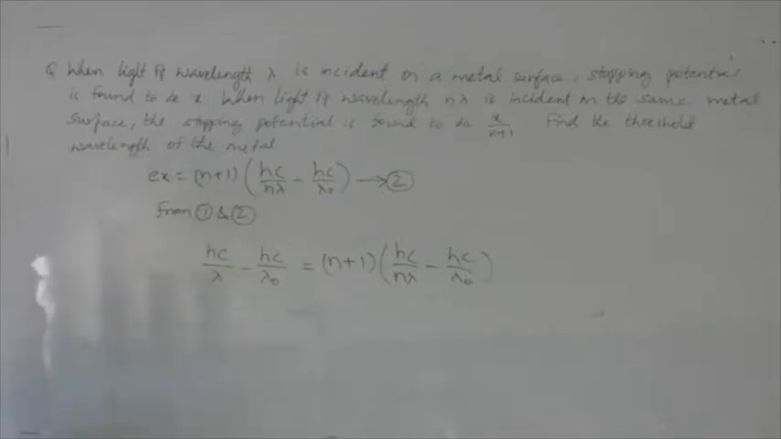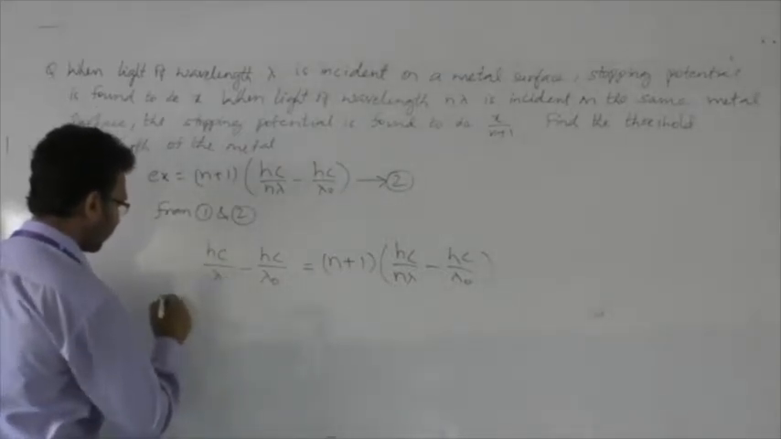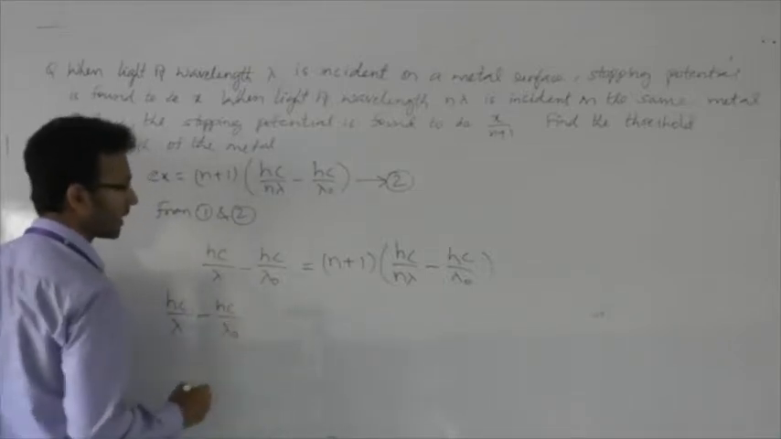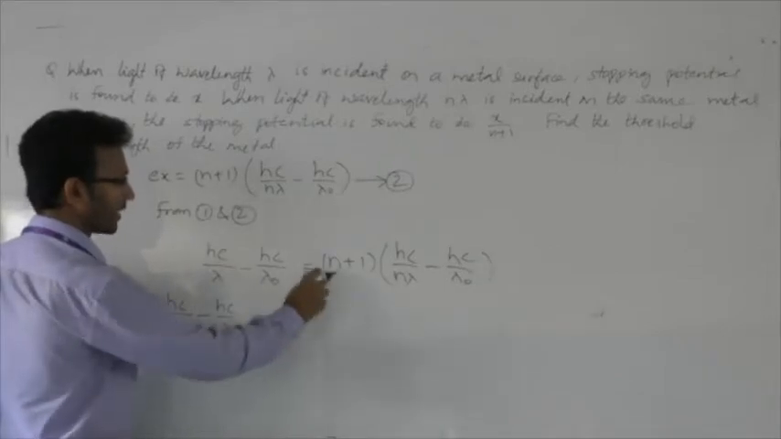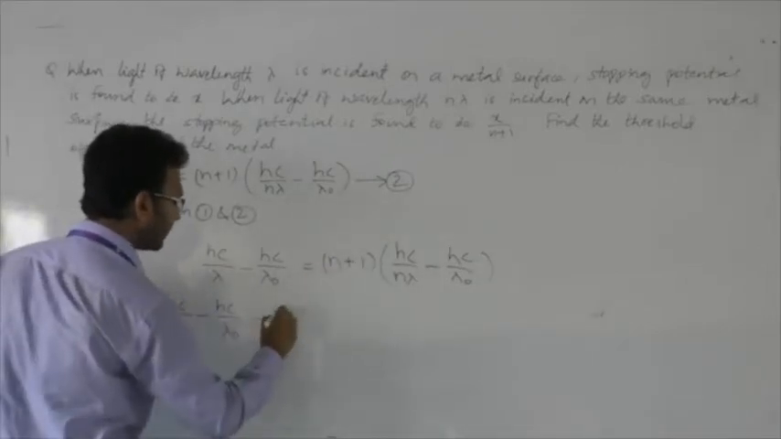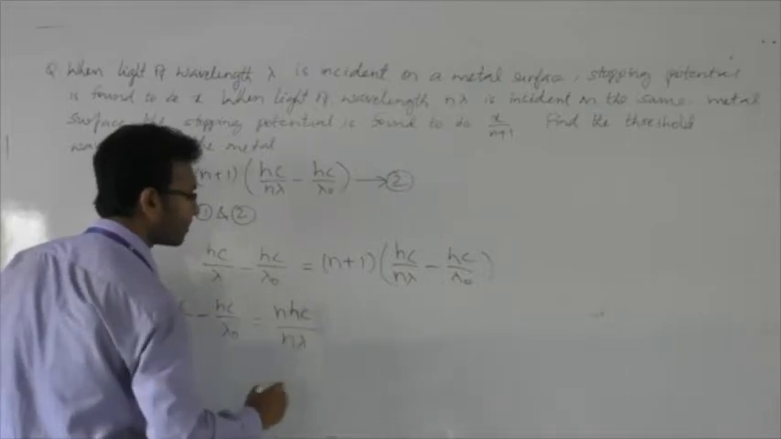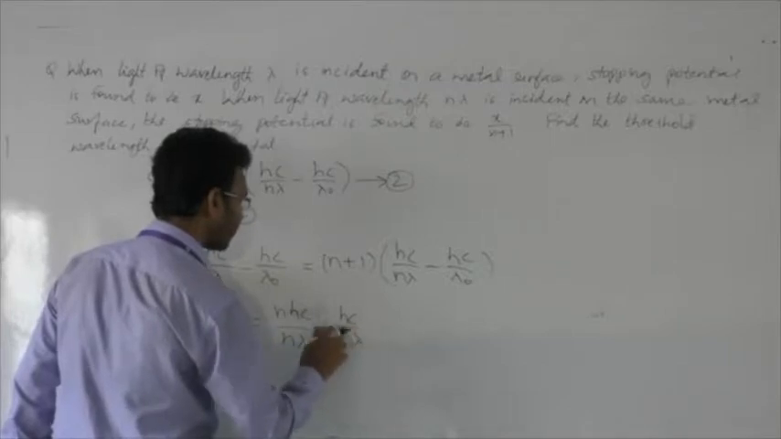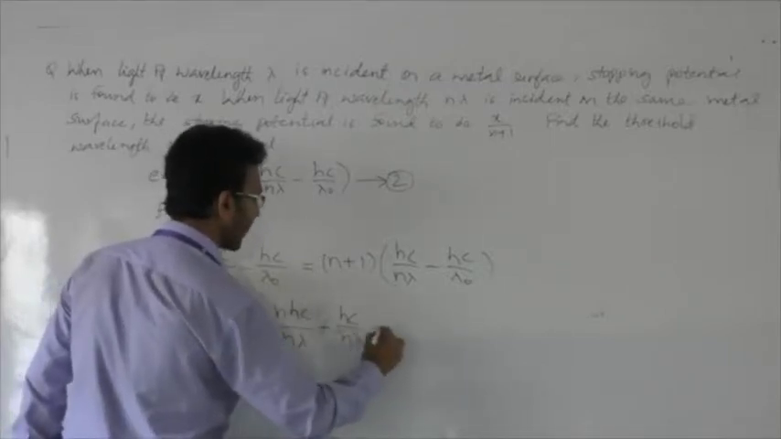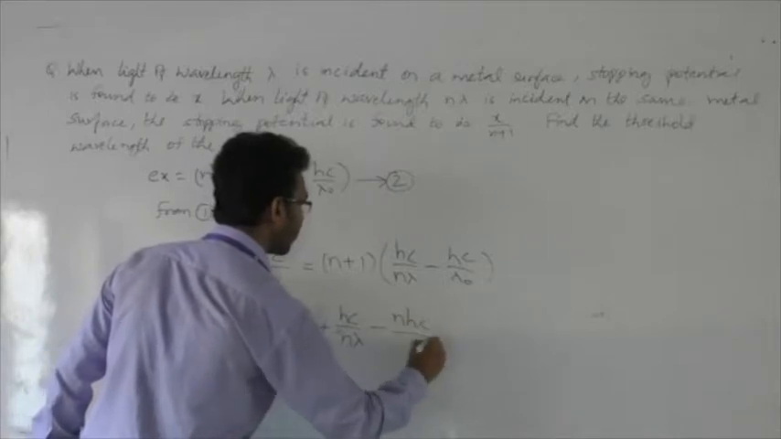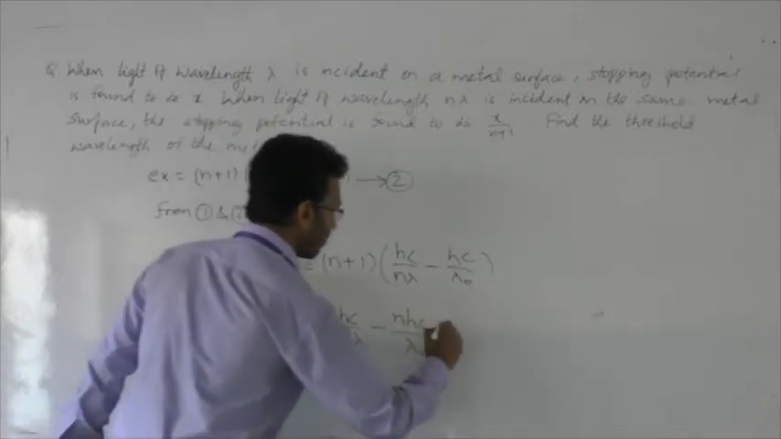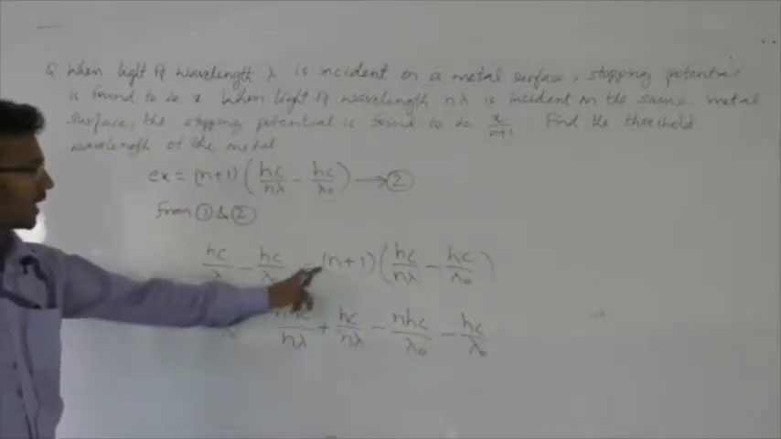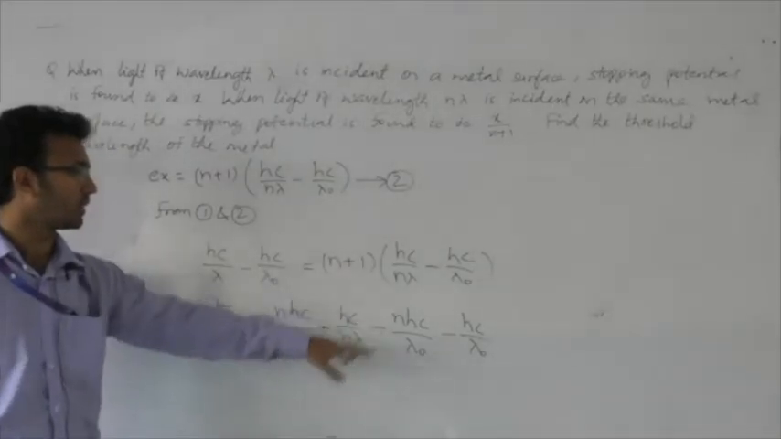Now solve this equation. So hc by lambda minus hc by lambda naught, no change on the left hand side. Let's expand this. It becomes nhc by n lambda plus hc by n lambda minus nhc by lambda naught minus hc by lambda naught. I've just multiplied this n with this term and 1 with this term, you will get this.